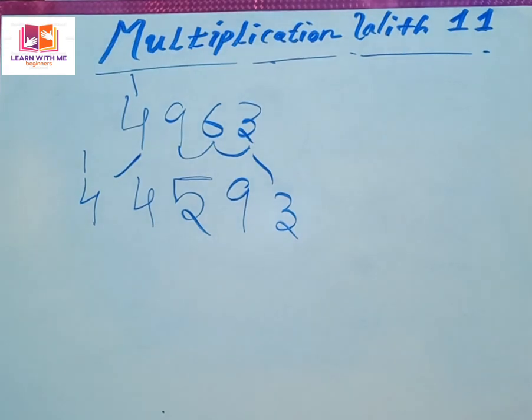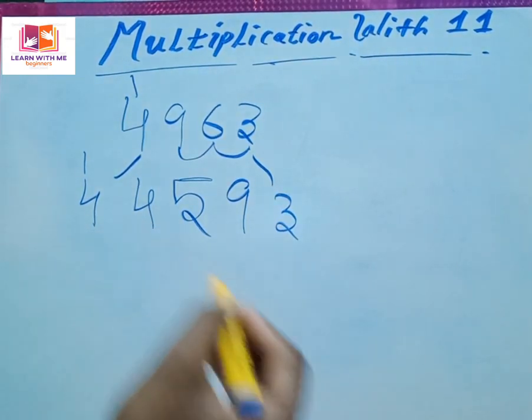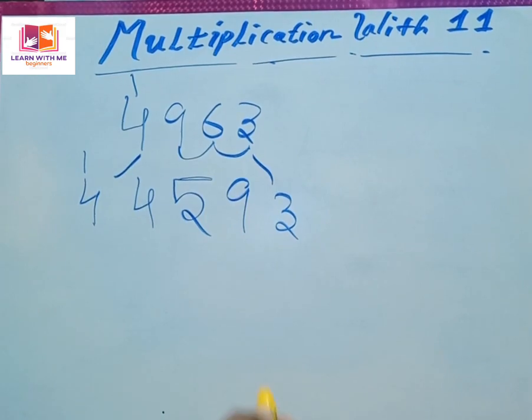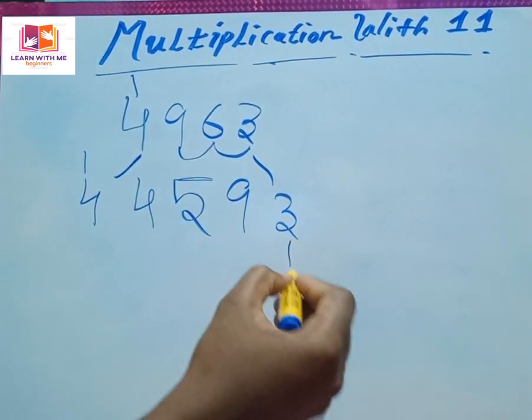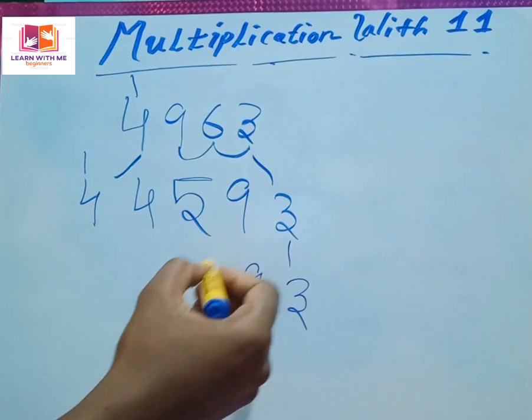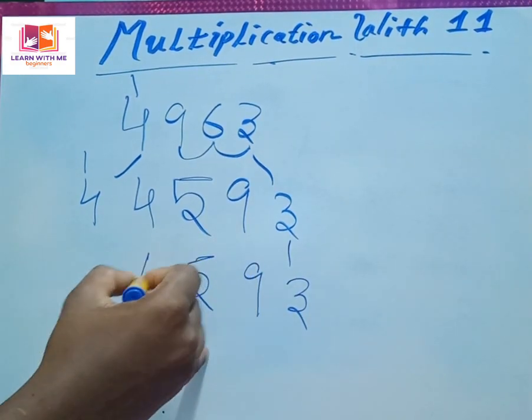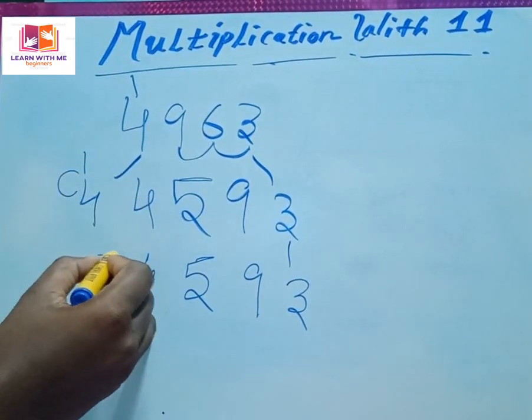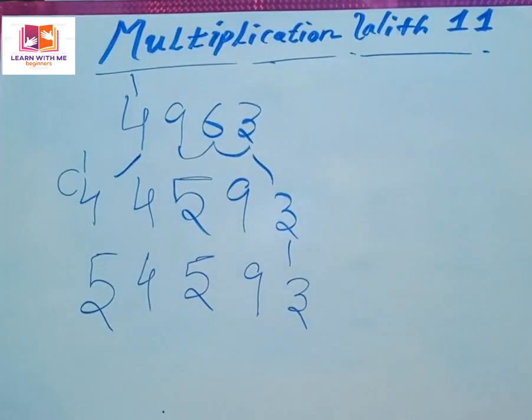Please look carefully, don't make any mistakes. You might get wrong answers if you don't add the carry. So make sure you add the carry whenever you get double digits while adding. Now write the answer: 3 9 5 4, and 4 plus 1 is 5. So is it clear guys?